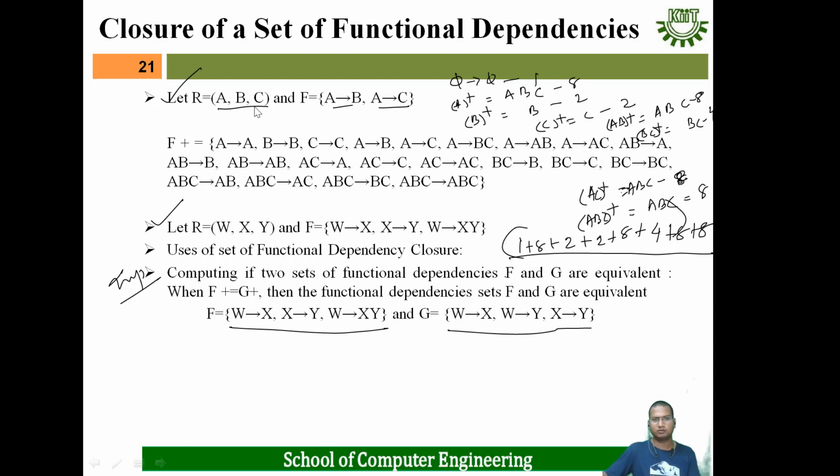When F closure is equal to G closure, then the functional dependency sets F and G are equivalent. You have to find F closure first, then G closure. If those are equal, then that is known as equivalent. In another way, suppose W→X is present here, X→Y is present here, W→XY is present here, and W→Y is present. If from this functional dependency set you can infer these direct preservations, then you can say that both are equivalent.